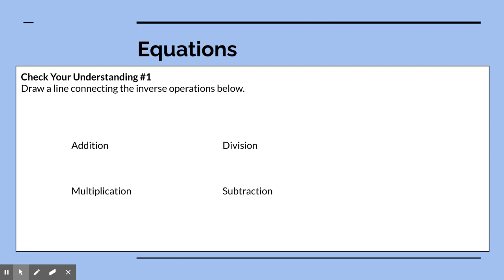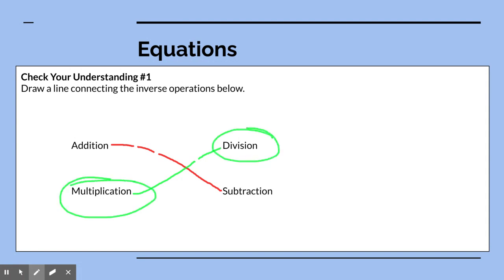Draw a line connecting the inverse operations below. Well, we see we've got addition, multiplication, division, subtraction. What we should see is that addition should be connected to subtraction. And then multiplication should be connected to division. These two are connected. These two are opposites, whereas these two are opposites.